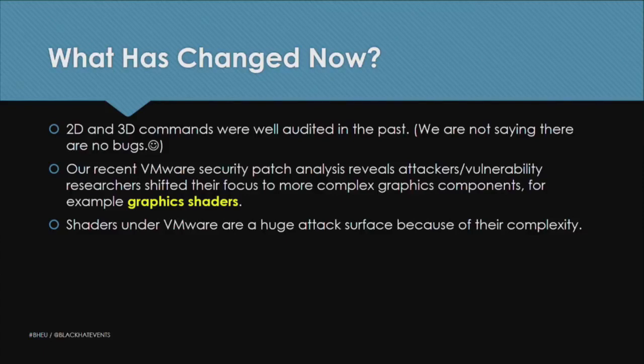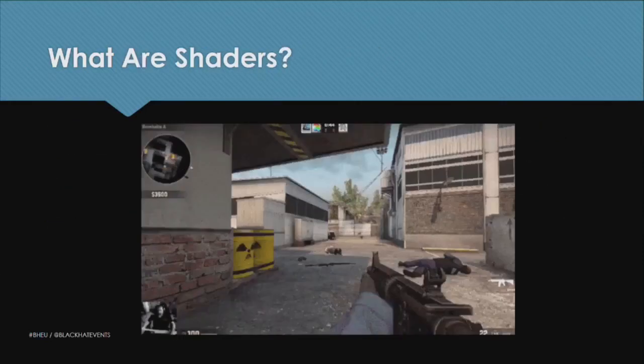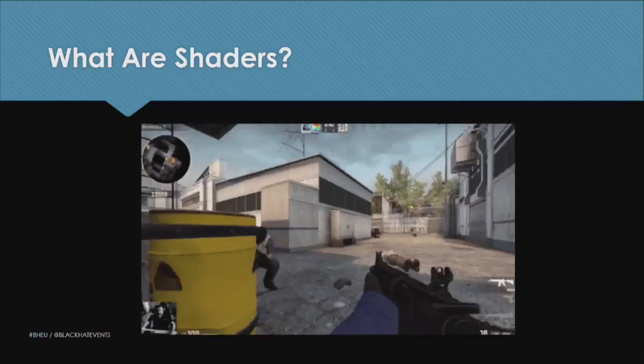But when analyzing VMware patches in recent days, we have noticed a certain shift in the focus. Vulnerability researchers have shifted their focus to more complex graphics components, for example, graphics shaders. Shaders under VMware are a huge attack surface because of their complexity. Shaders are actually everywhere.